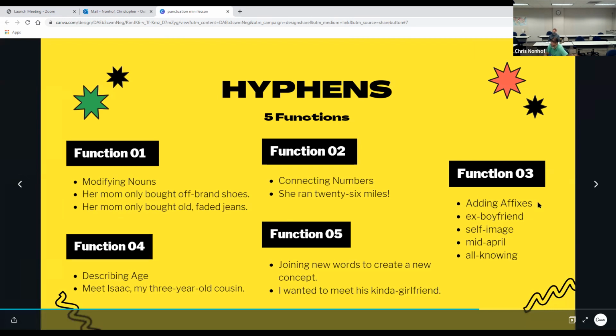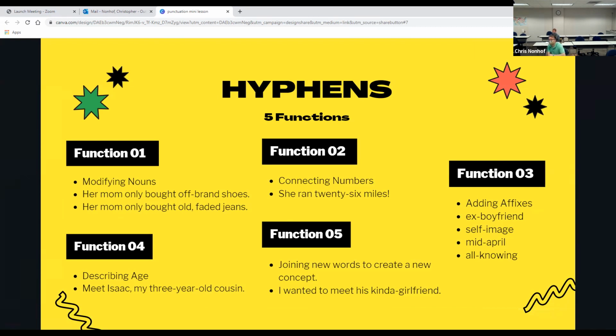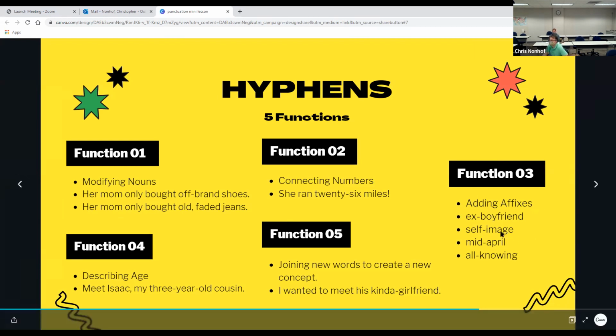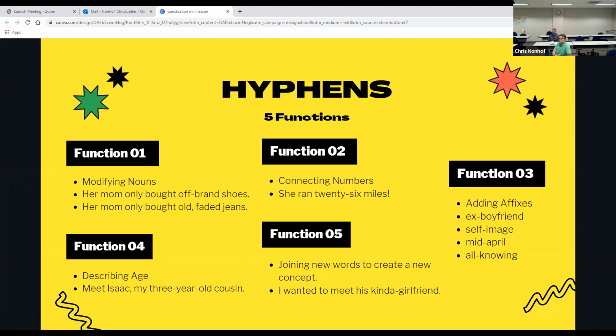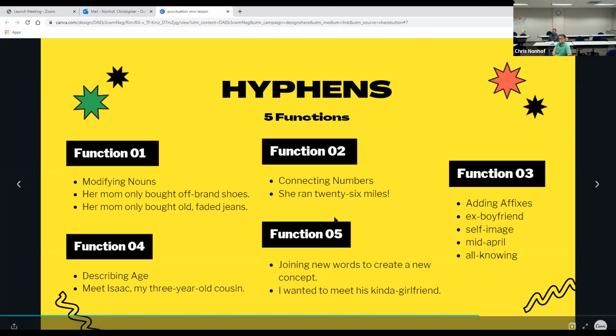Function number 3 is adding affixes. So affixes come before the word, like ex-boyfriend, self-image, mid-April, all-knowing, stuff like that. Number 4 is describing age. So, meet Isaac, my 3-year-old cousin. They just all connect by hyphen.